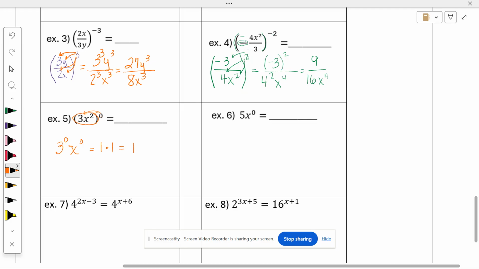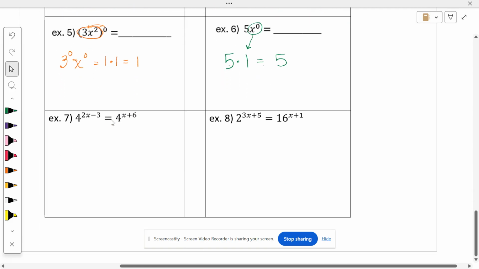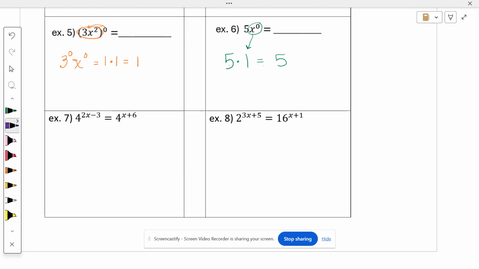When I look at example 6, be careful. Example 6 is different than example 5 because I have 5 times x to the 0 power. X is being raised to the 0 power, which is 1. And 5 times 1 is 5. Okay. Our last two examples are pretty unique. They are equations. These are exponential equations.